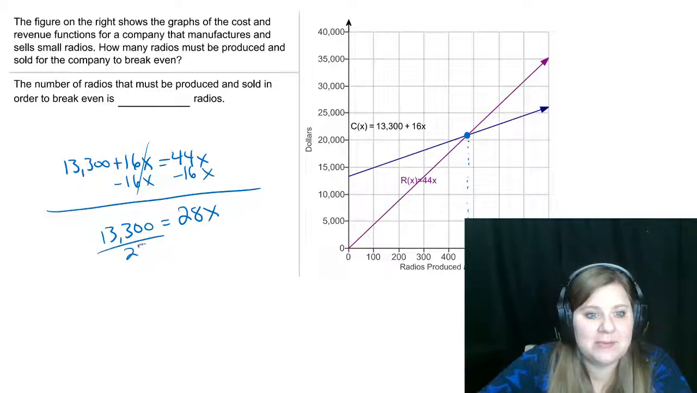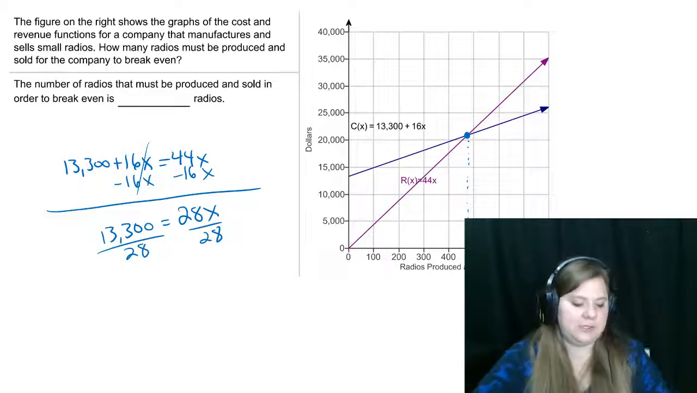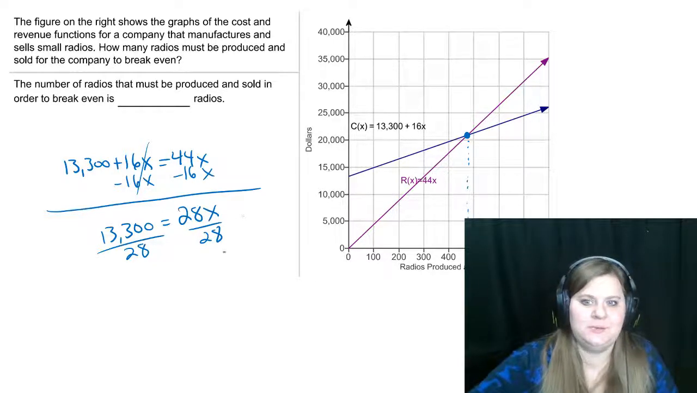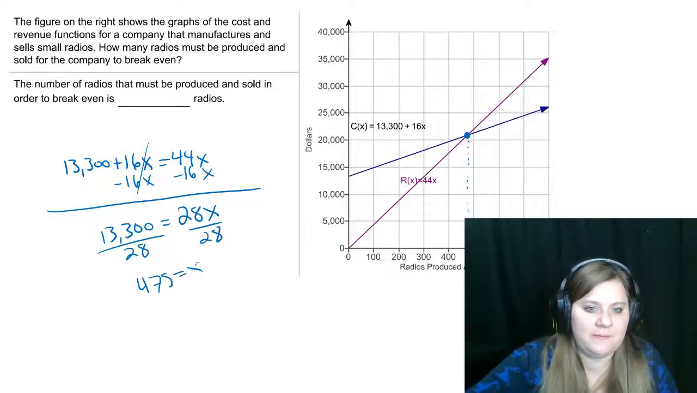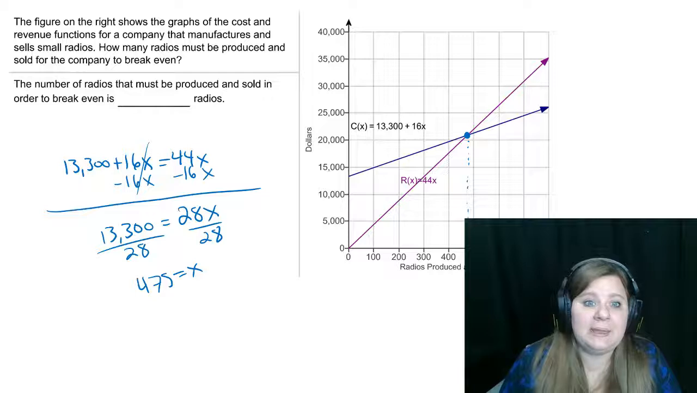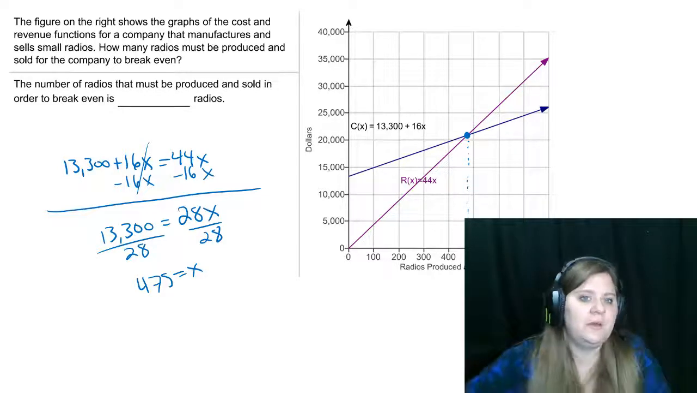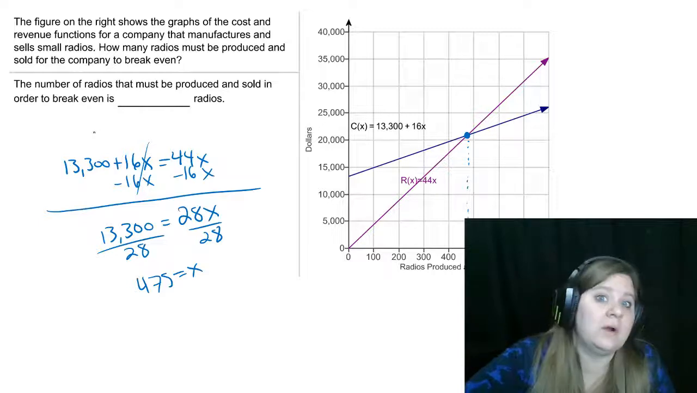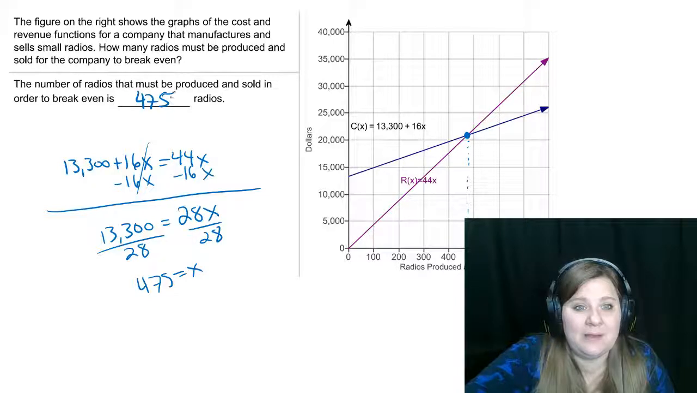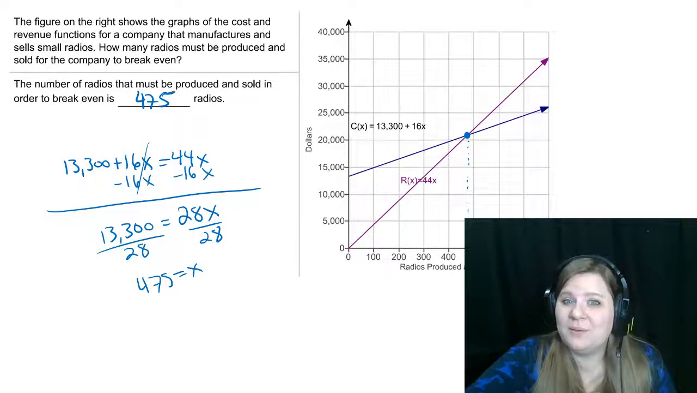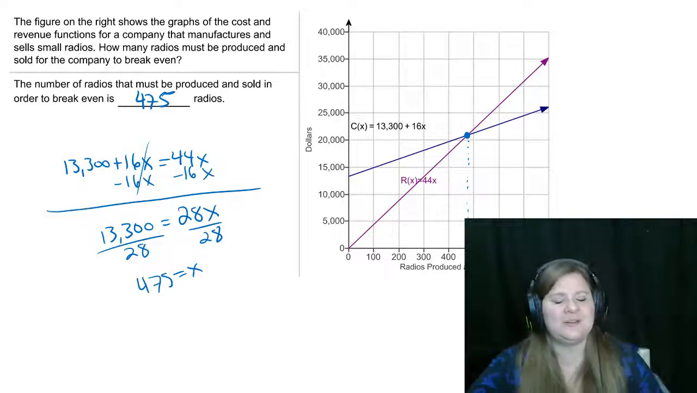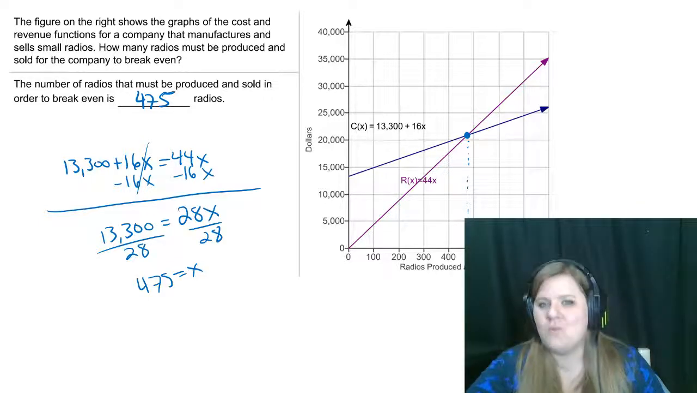Now I just need to divide both sides by 28. And when I do that, I get, I think a number that comes out nice. Yes, I do. This comes out to 475 equals x, which if we look at our graph, 475 does seem reasonable. And we did want to make sure we knew how to solve it, though, because I could have guessed 480 or 460. I know now that it is exactly 475 radios. Notice that this was a word problem, so our answer is a sentence. So the number of radios that must be produced and sold in order to break even is 475 radios.